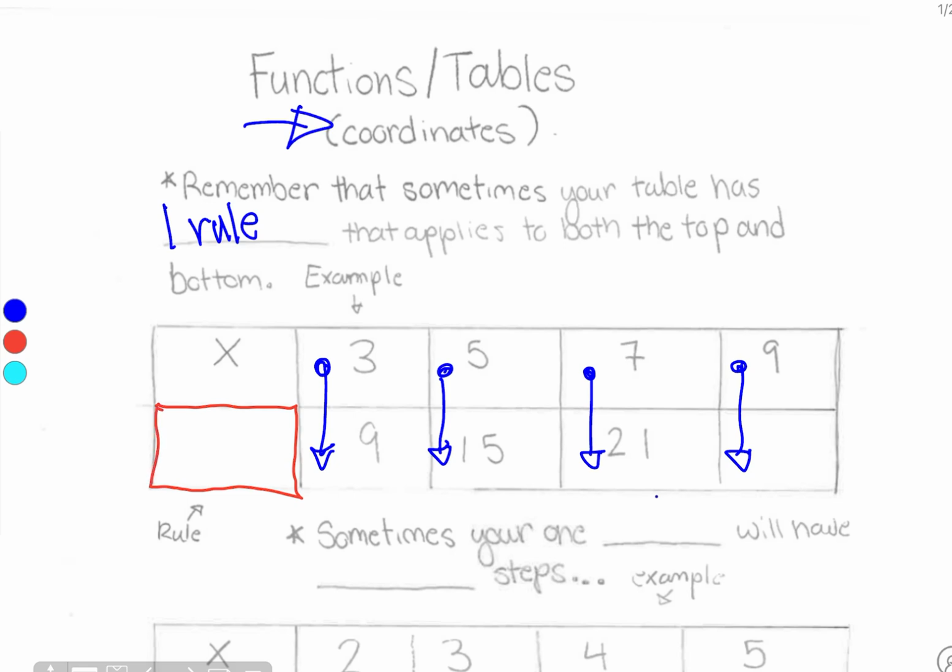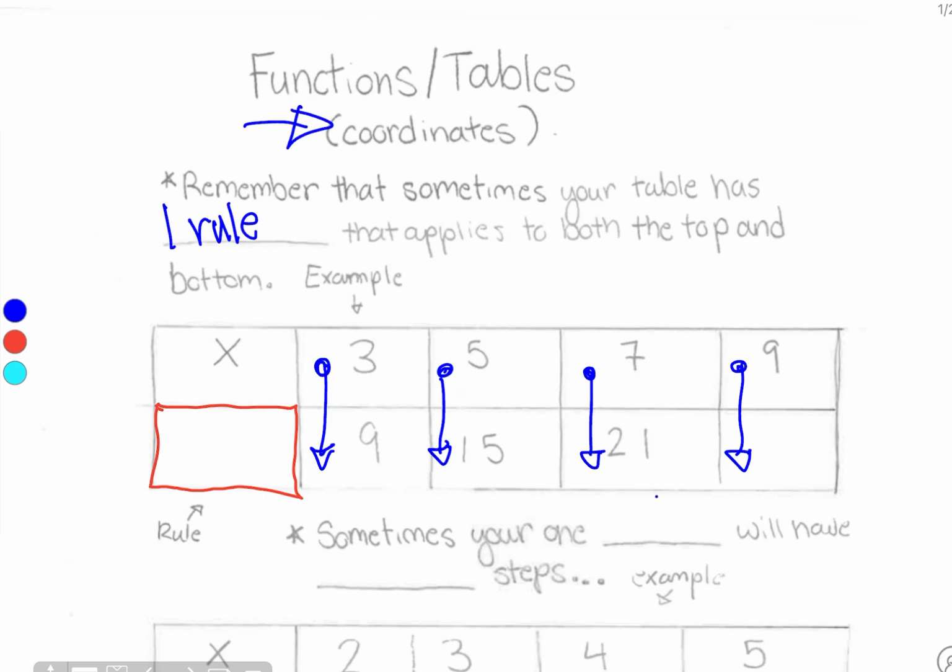Now, the way I always like to look at it is to say, okay, are my numbers getting bigger or smaller? And if they're going to get bigger, I'm going to ask myself, well, can I add something to get from here to here? And I can. 3 plus what gets me 9? Well, 3 plus 6 gets me 9. But 5 plus 6 does not give me 15.